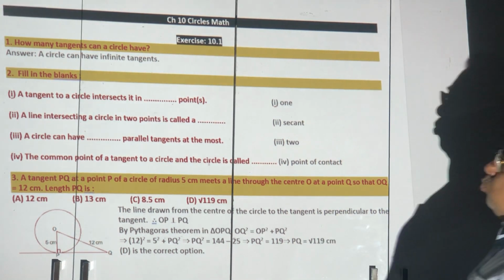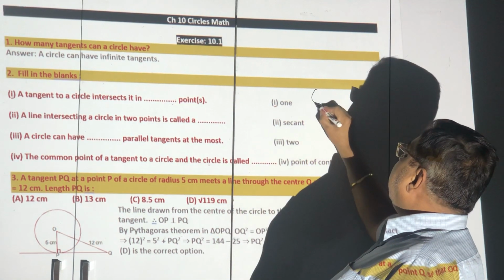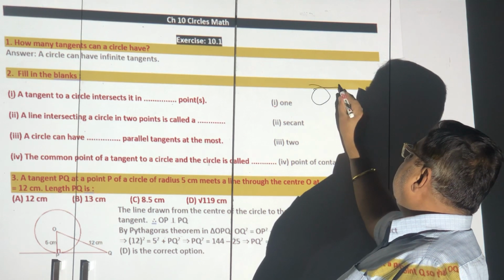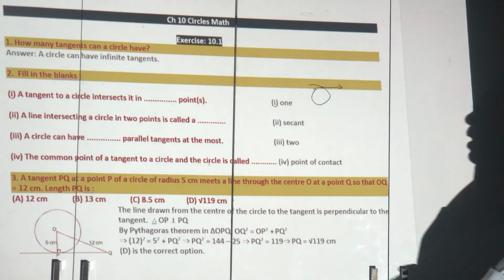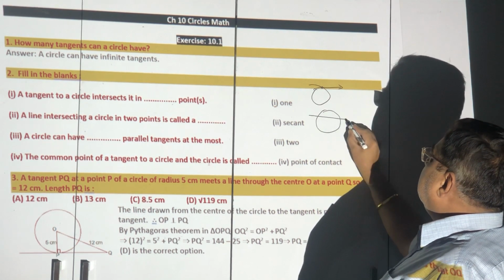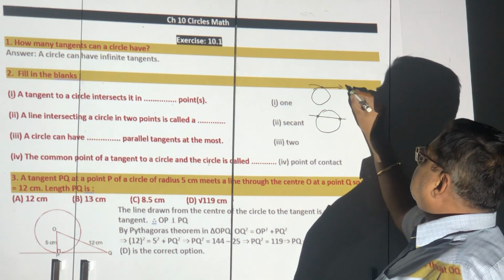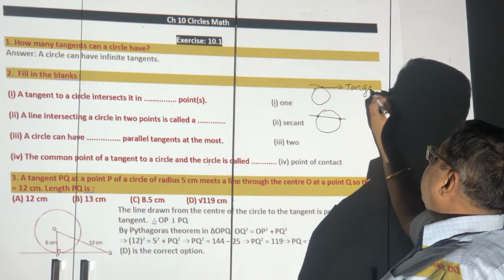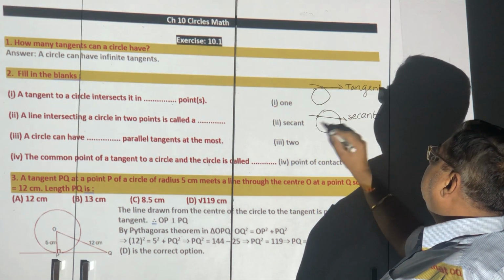A tangent to a circle intersects it in one point. It cannot be a tangent if it does not touch at a single point. Only one point it should touch. A line intersecting a circle in 2 points is called a secant. This is a tangent, my friend, and this is a secant. That is the difference between the two.